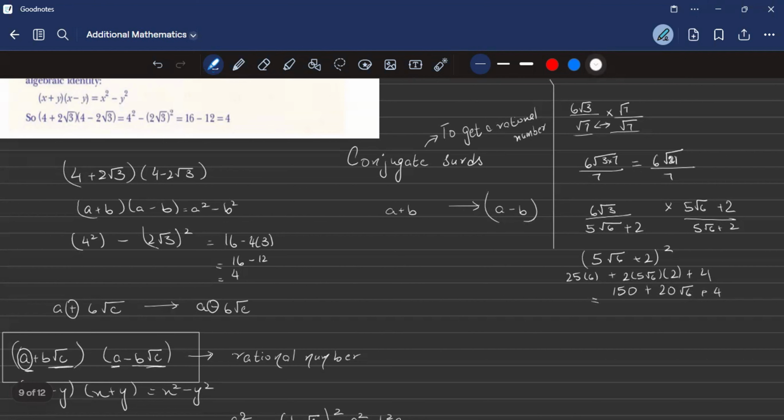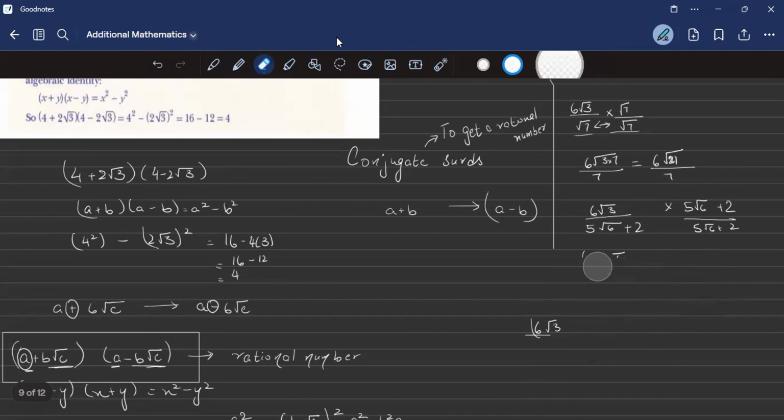Now the thing is, you have a problem right here. And what's the problem? You still have a surd here, 20 under root 6. So if we write our answer, this would be 6 under root 3 multiplied by 5 under root 6 plus 2, divided by 154 plus 20 under root 6. And I've told you right now that it's not favorable that we get a surd in the denominator. Now what? We have used the same thing here, but we won't get the same answer.